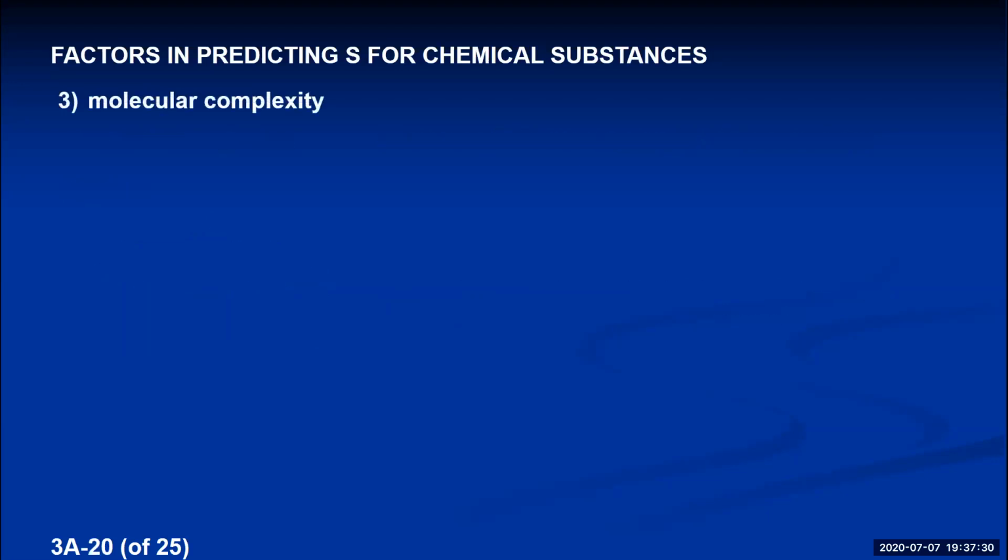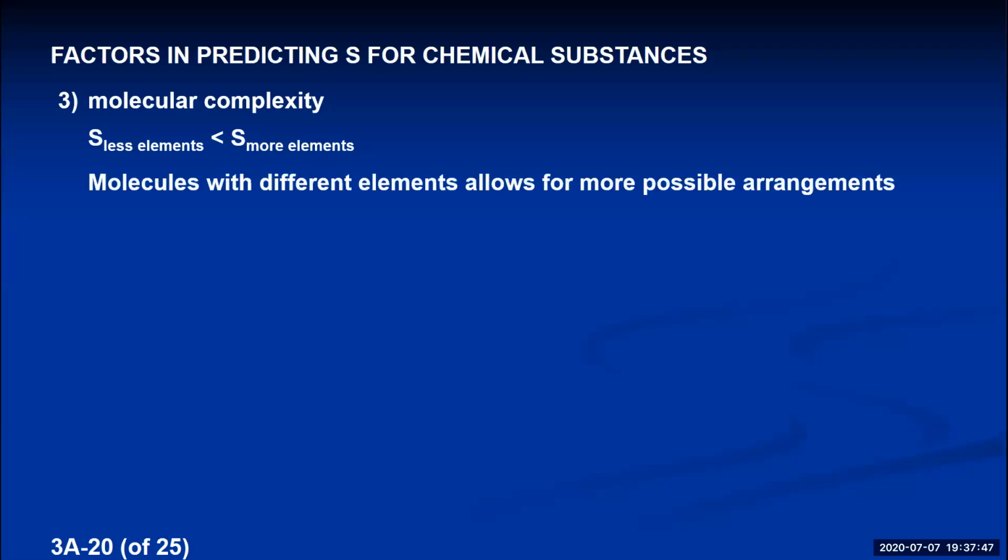Third factor is molecular complexity. And what I mean by this is the number of different elements that make up a particular molecule. The entropy of molecules that have fewer elements is always less than the entropy of molecules that have more elements, because molecules with different elements allow for more possible arrangements. And let me show you what I mean by this.